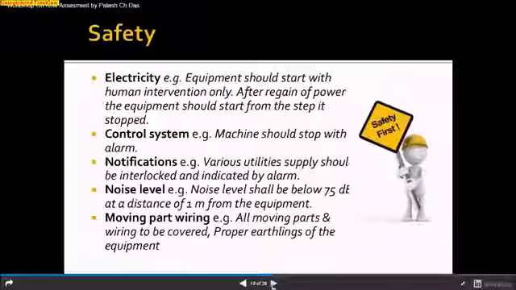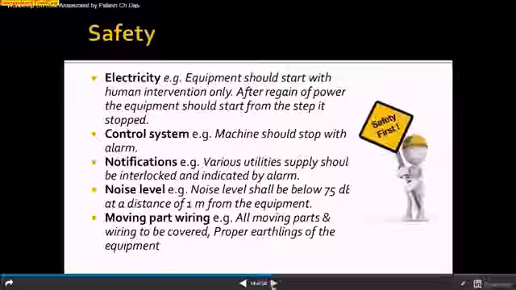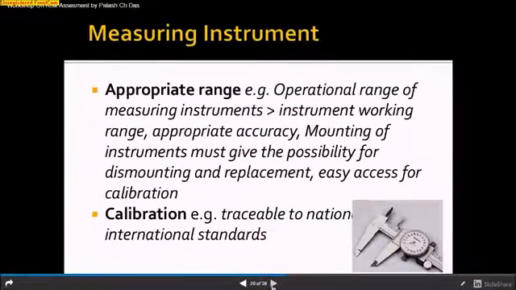Moving parts and wiring: all the moving parts and wiring should be covered, and proper earthing of the equipment should be taken care of. Next is measuring instruments. Measuring instruments are nothing but your gauges, your temperature probes, whatever components give you valuable inputs and show you the value of your process, temperature, pressures and all those parameters. So that instrument should be calibrated properly and mounted properly.